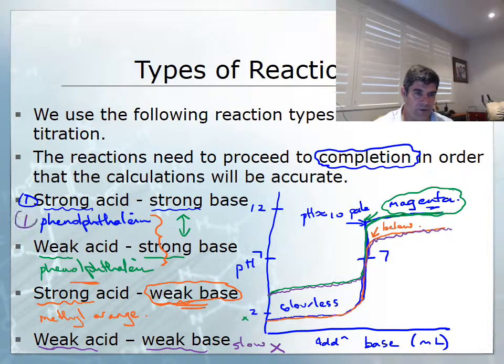The first one is strong acid and strong base. The second one is a weak acid with a strong base, and the third one is a strong acid with a weak base. For two of these, phenolphthalein is your first choice, and then only if it's a weak base will we use methyl orange.